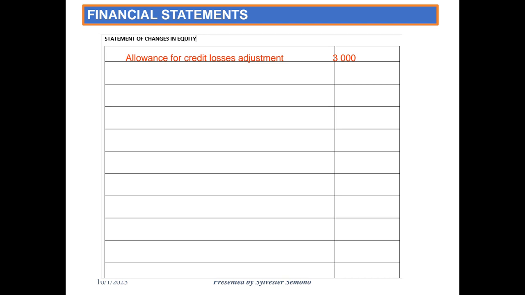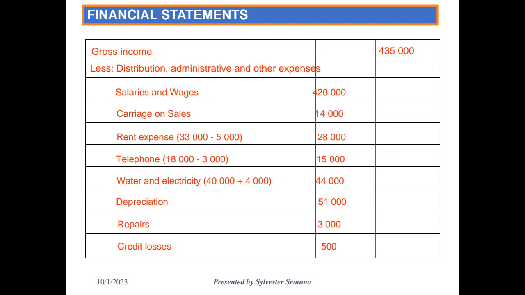The total amount is 578700. It's okay. 578700. Okay. So that is the total of all the expenses.